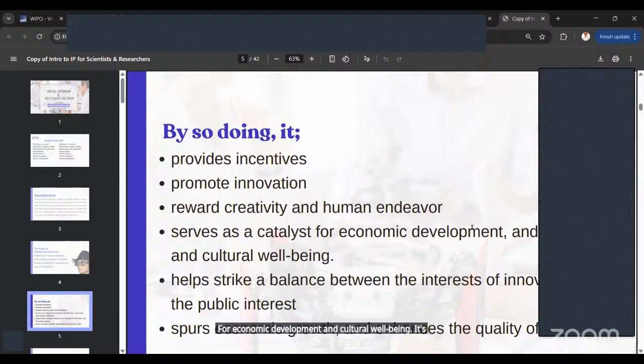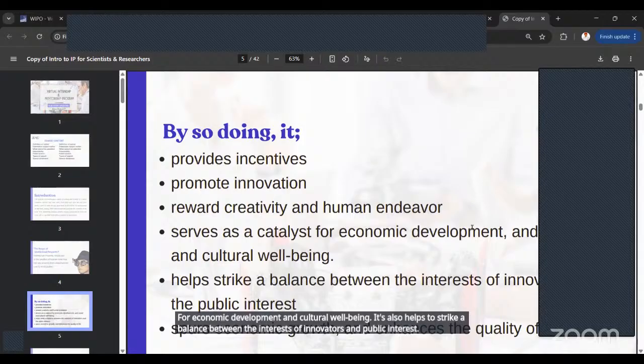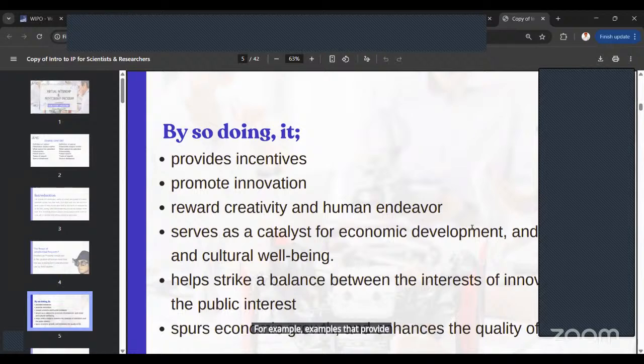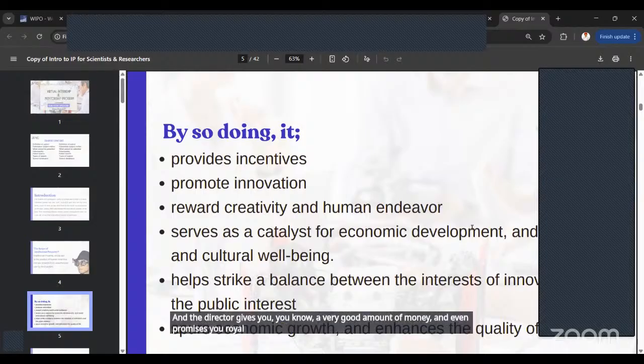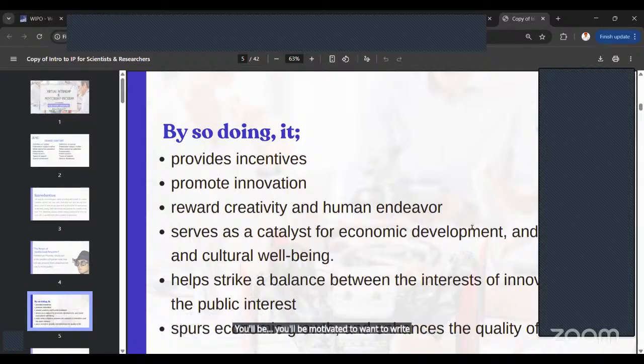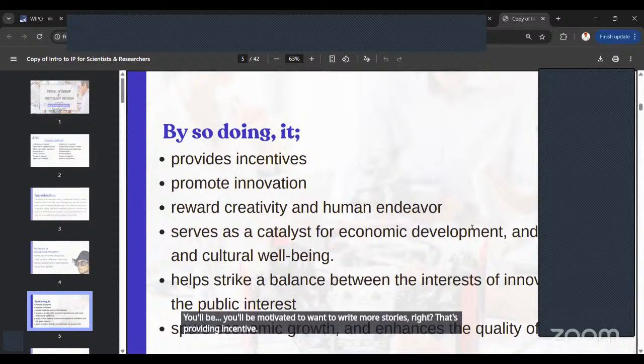It also helps to strike a balance between the interests of innovators and public interest, and it spurs economic growth and enhances the quality of life. For example, let's take provide incentive. If, as the script writer, you were able to sell that movie script to a director, and the director gives you a very good amount of money and even promises you royalty, that whenever that movie airs, a particular amount comes to you as the creative or as the script writer, you'll be motivated to want to write more stories, right? That's providing incentive.